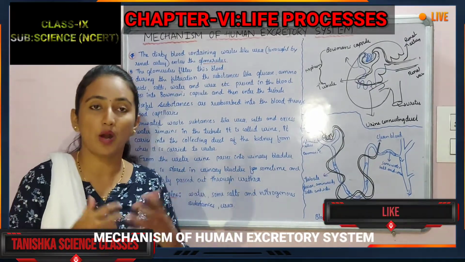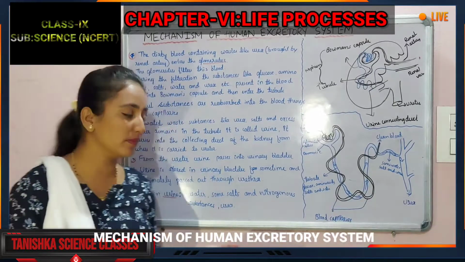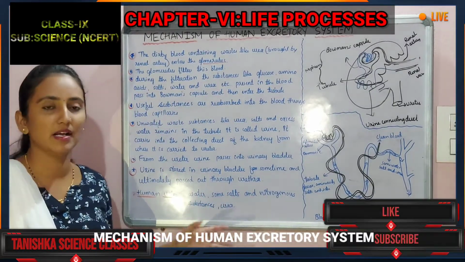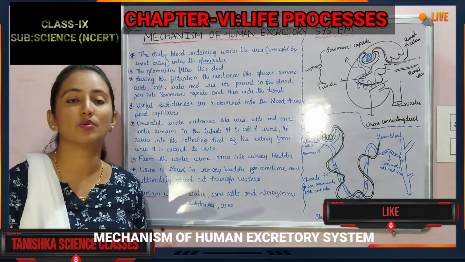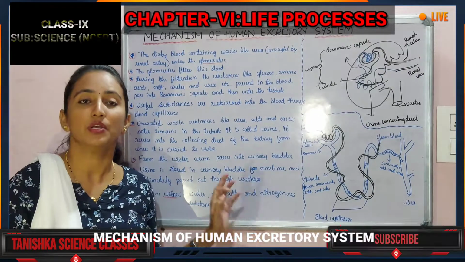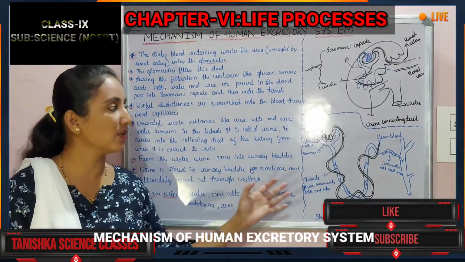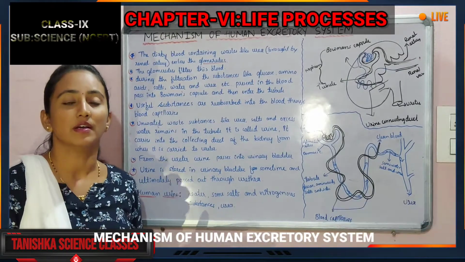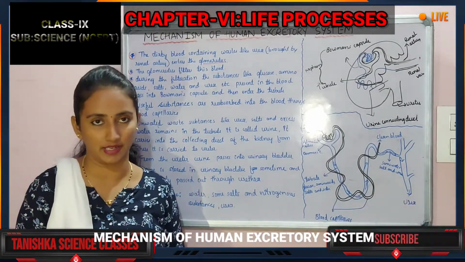What does urine contain? Urine may contain water, some salts and nitrogenous substances, and the maximum amount is urea. It is about the urine. So this is called the mechanism of our excretory system, we can say.